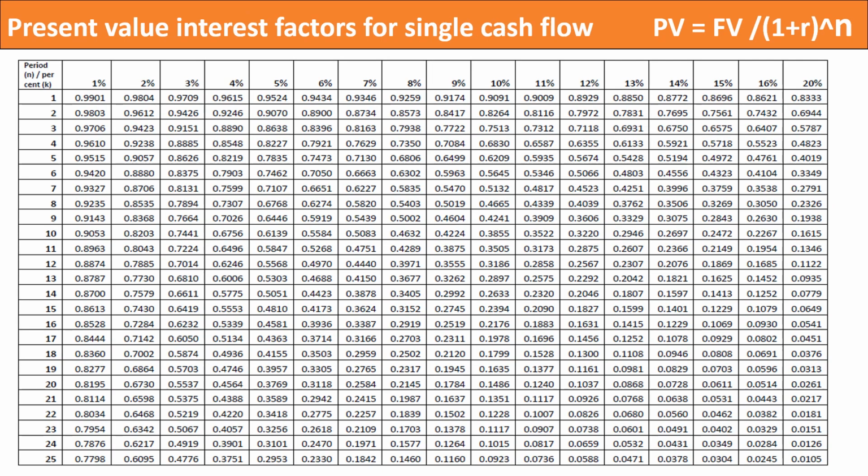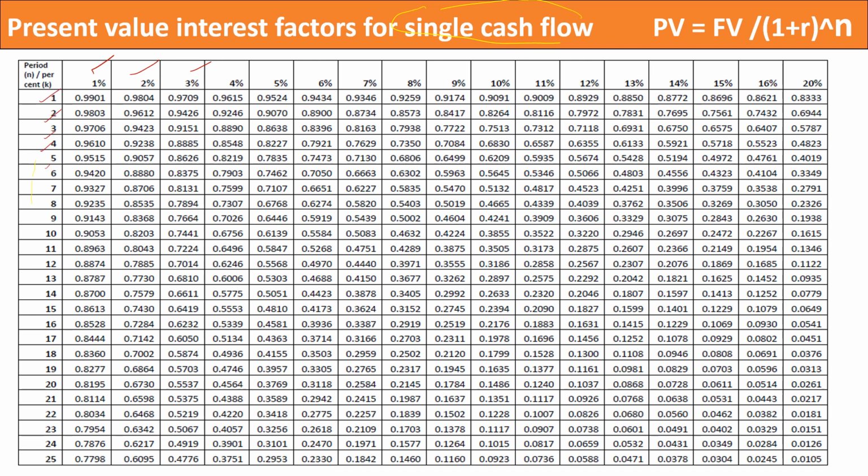Let's see that in the present value table. This is the present value table for single cash flow. We need only single cash flow, right? So we are using only present value interest factors for single cash flow. You can find percentages in the column side and periods in the row side. In the column side you see percentages like 1%, 2%, 3% and so on, and in the row you see 1, 2, 3 that represents the period.